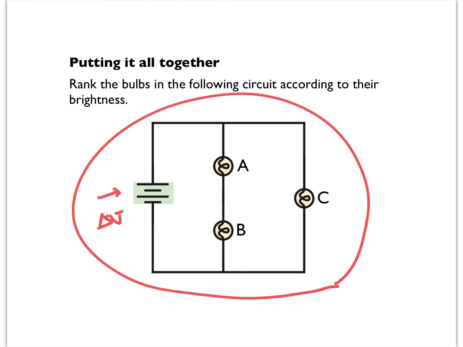We have to rank those bulbs according to their brightness. I'm going to give you a quick hint. What can you say about the current through bulb A and B? That'll allow us to say something there. And then let's think about the potential difference across bulb A and B versus the potential difference across bulb C. That's how we'll approach that problem.